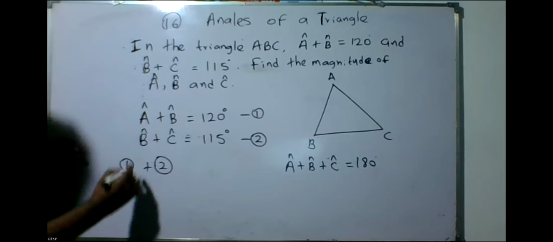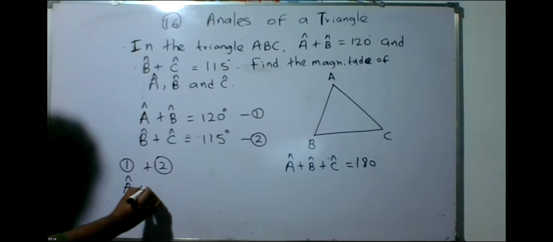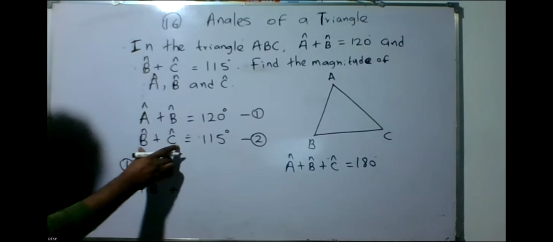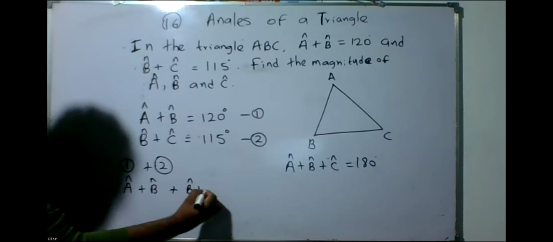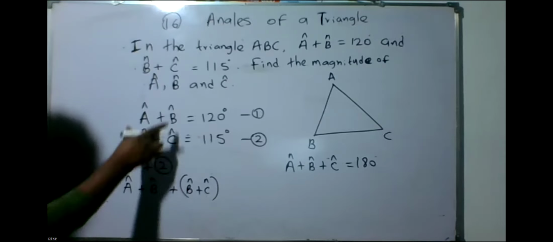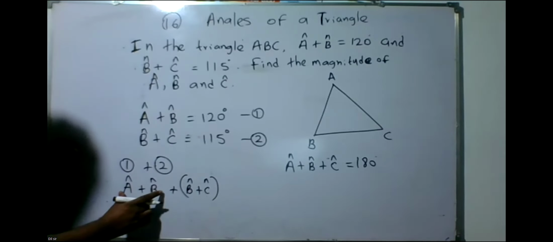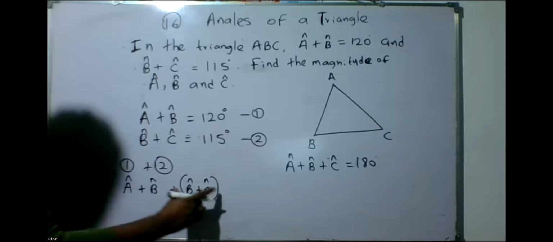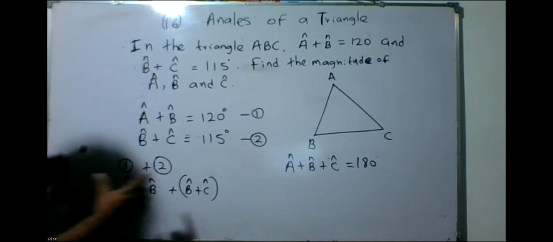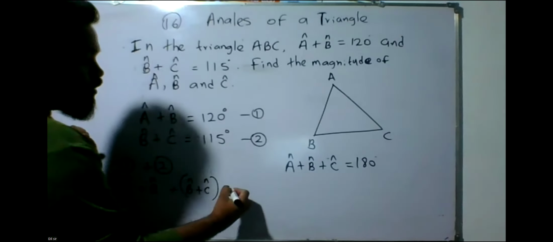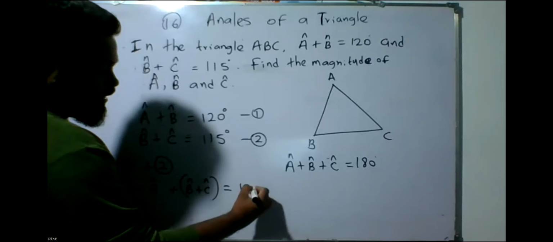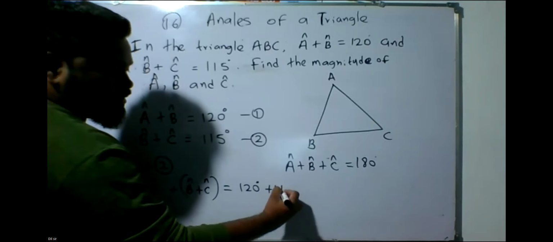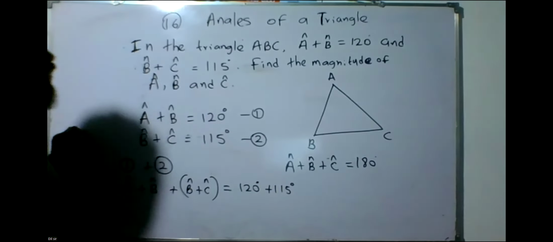A plus B, then plus B plus C. A plus B is the first equation left hand side. B plus C is the second equation left hand side. Then let's go to the right hand side. 120 is the first equation right hand side. 115 is the second equation right hand side.